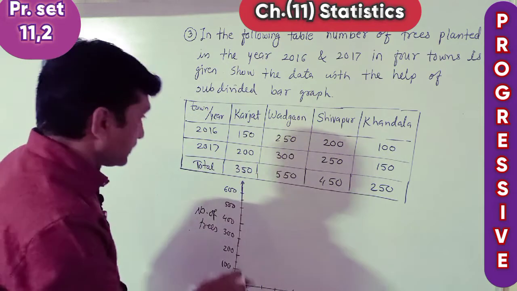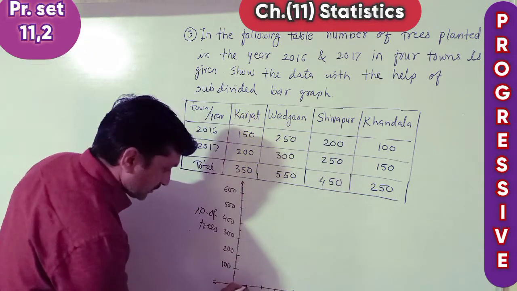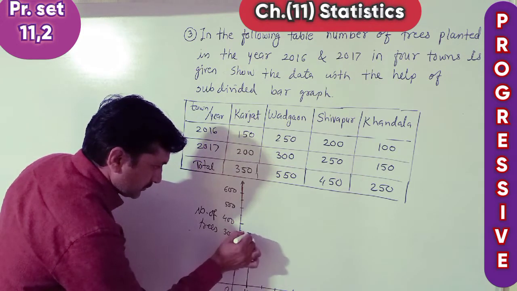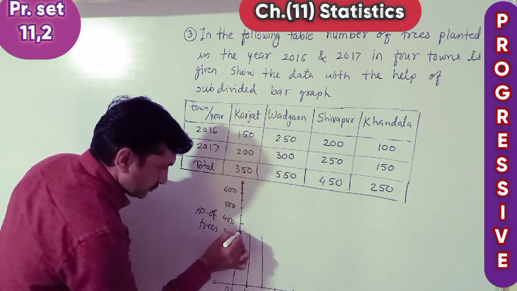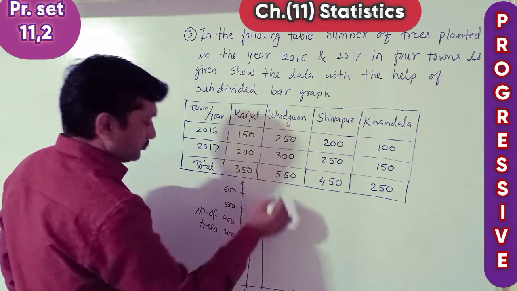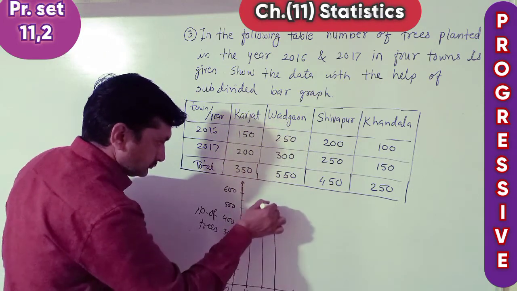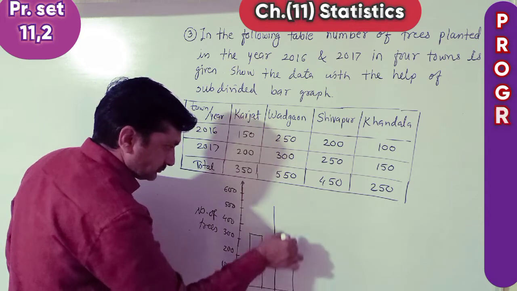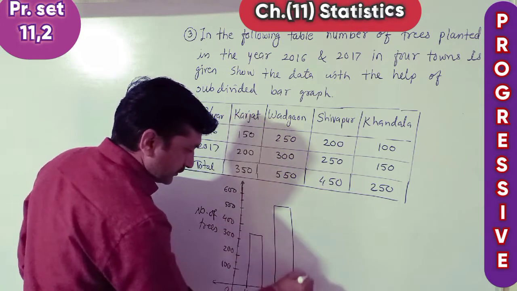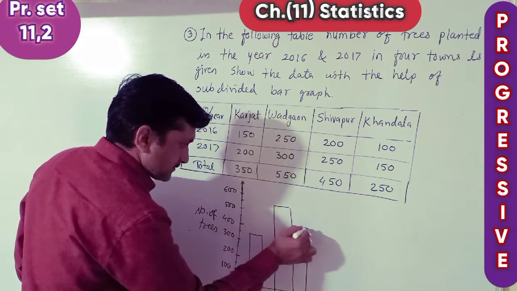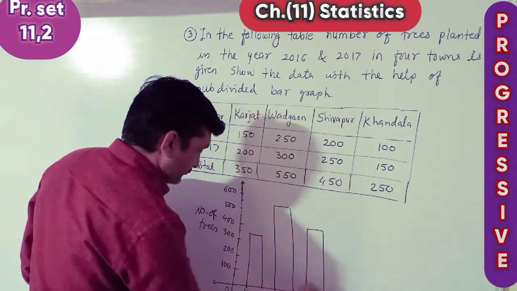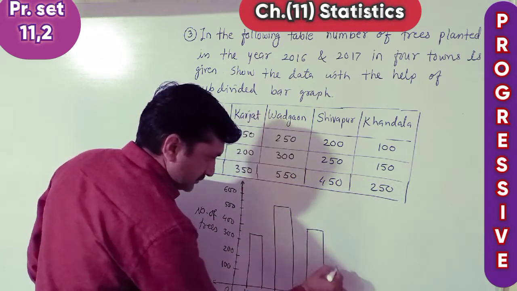Now draw rectangles at the height of total 350. Karzat, 350 is here. You take exact height here, 350. Vadgaon, 550. 500, 550 is here. 450, 400 here, 450. And last 250, 250 is here.